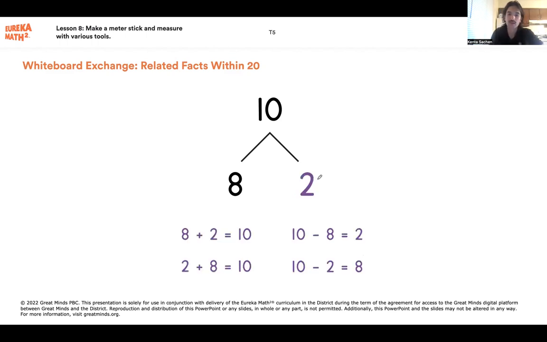Okay, let's read these out. 8 plus 2 equals 10. 10 minus 8 equals 2. 2 plus 8 equals 10. And 10 minus 2 equals 8. Good work.